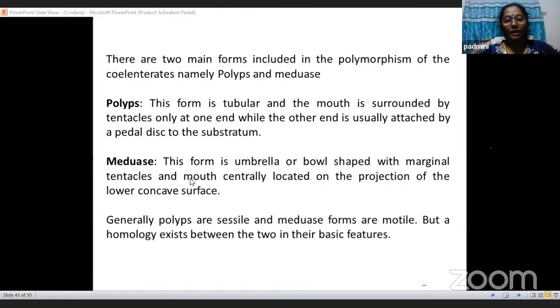Okay. Medusa is an umbrella shape or a bowl shape with tentacles. They have those projections, and they have a concave surface and a convex surface. Generally, polyps are sessile, they don't move, and medusae are motile, they keep moving. But there are some homologies present in them. There are some organs, tissues that work in the same way, something like tentaculocytes, dactylocytes, and gonocytes. They have a homology. Homology is the same type present in them.